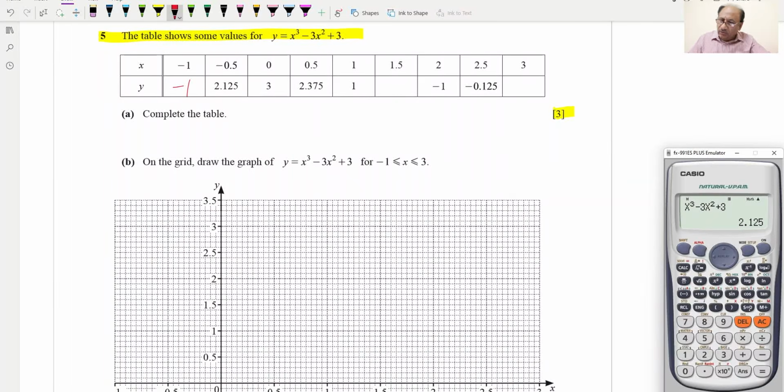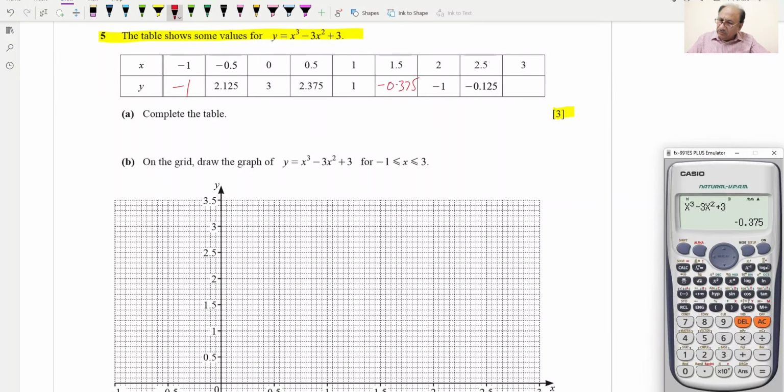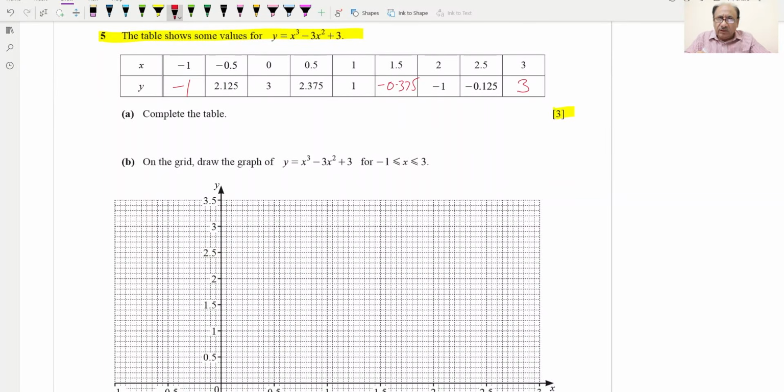Now we can check for 1.5, calculate for 1.5, and this gives us -0.375, and calculate for x is equal to 3, and gives us 3. So this value is 3. Hopefully you understood. It's so simple to complete the table with the help of the calculator.